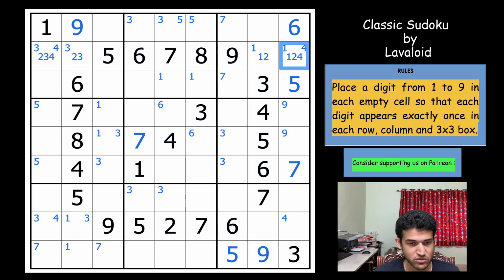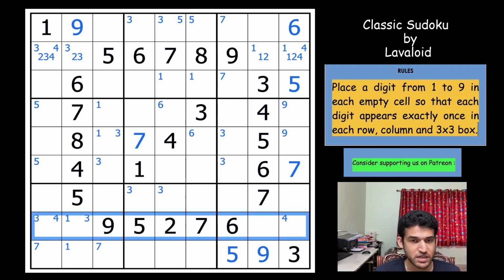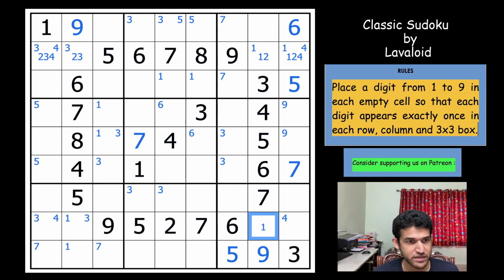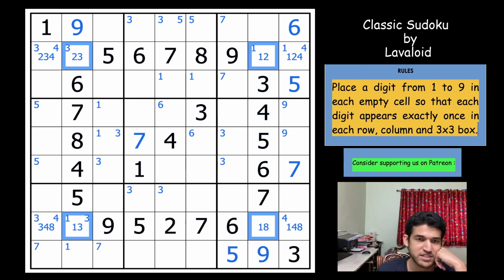And let me go to this row. The pending digits are 1 3 4 and 8. So this is 1 8. This is 1 3. This is 3 4 8, and this is 1 4 and 8. So I have my own suspicion about these 3 cells. Wow, and my suspicion has turned out right.